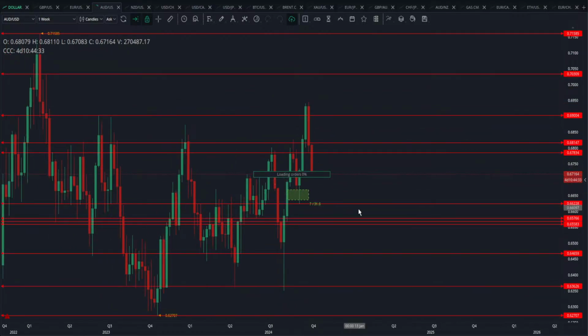Okay, Australian dollar is also giving up some gains, but I am not afraid of Australian dollar giving up gains, because I want it to come back to this fair value gap and give me another entry to the upside. Let's see if that happens or not.